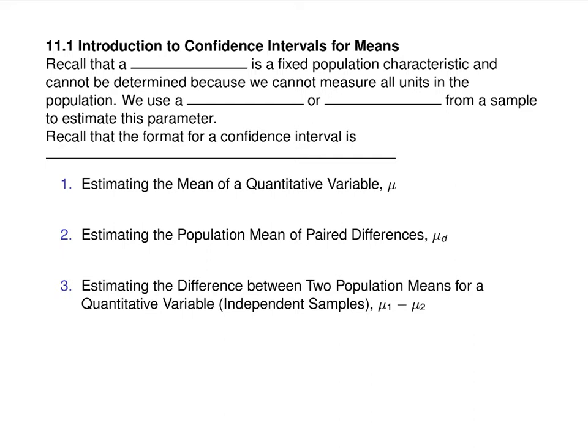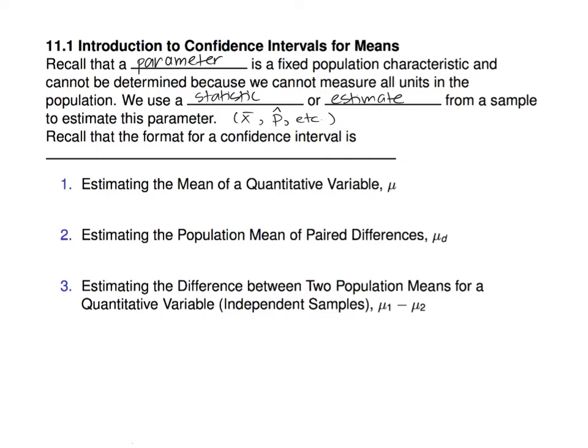So first, recall that a parameter is a fixed population characteristic, and you can't determine this because you can't measure all units in the population. Even things like a census don't usually actually get everybody. So to estimate this parameter, we use a statistic or an estimate from a sample. So that could be something like a mean, which is x bar, a sample proportion, which is p hat, or one of the other sort of 5 big things we've talked about this semester.